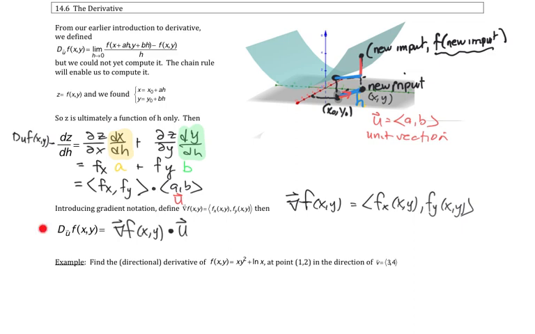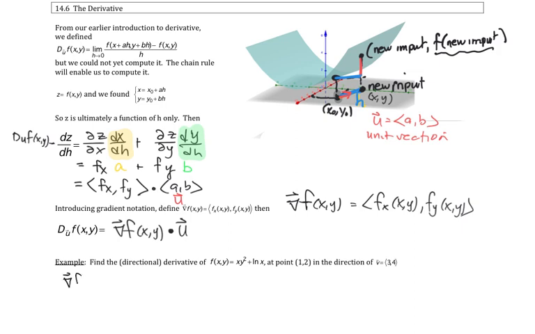So that's how we're going to compute the derivative. So for instance, find the derivative. Sometimes you'll see it called directional derivative, just to emphasize that it's in a certain direction. Find the derivative of this function at this point in this direction. So first of all, we're going to need a gradient.